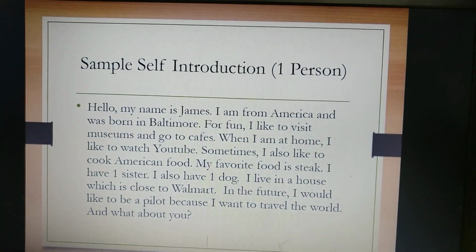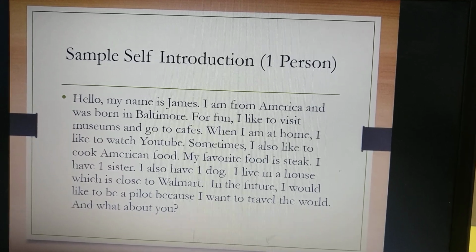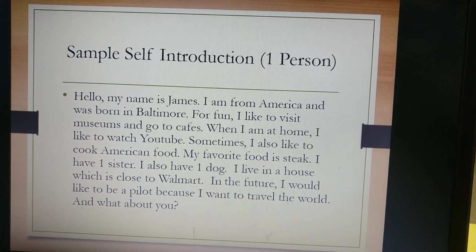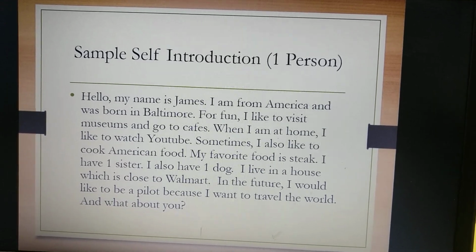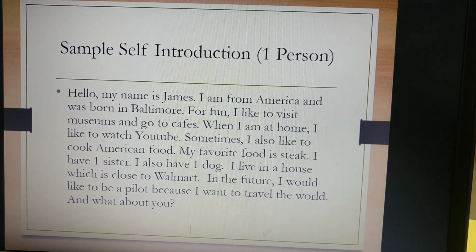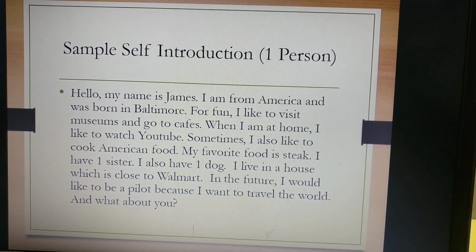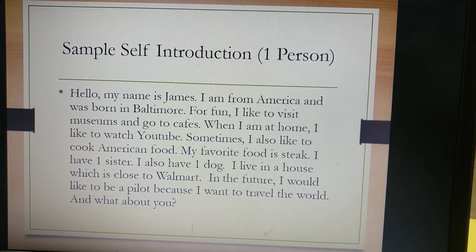Okay, so here's a sample self-introduction for one person. So I'll just read it as a sample. Hello, my name is James. I'm from America and was born in Baltimore. For fun, I like to visit museums and go to cafes. When I am at home, I like to watch YouTube. Sometimes I also like to cook American foods.